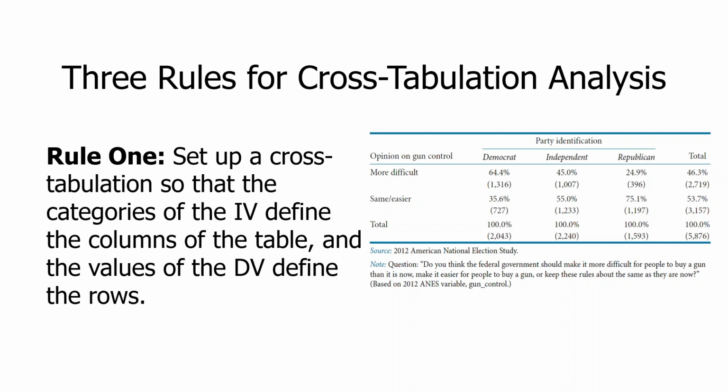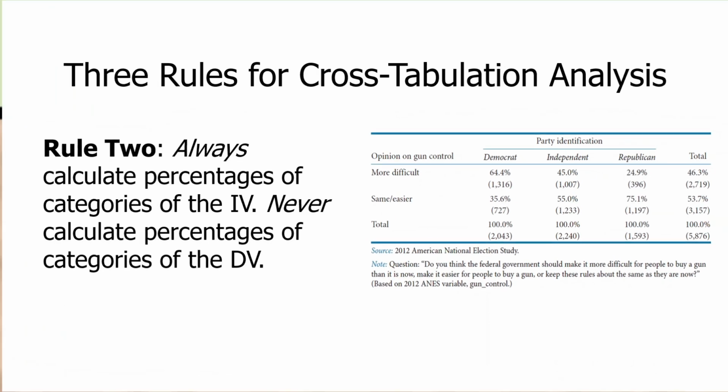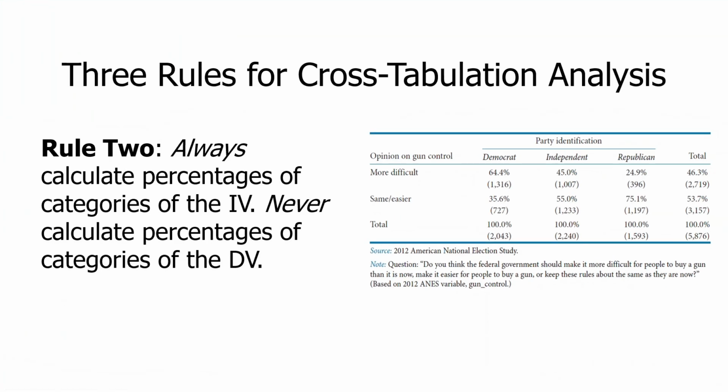Now here's a cardinal rule, and this is one that's easy to violate, so you just have to pay attention to this one particularly. All of them are important, but this one can really throw you in the wrong direction if you do it incorrectly. Always calculate percentages of categories of the independent variable. Never calculate percentages of the categories of the dependent variable.